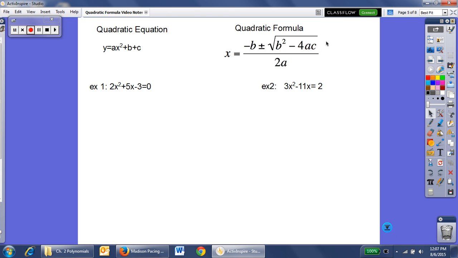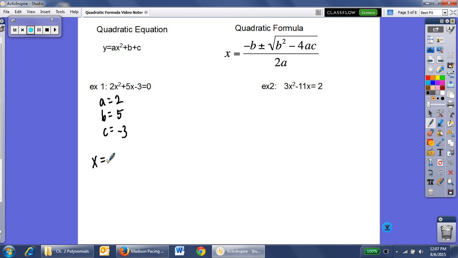Now let's go ahead and apply it. So, looking at example 1, first what we need to do is list out what A, B, and C are. So in this case, A is 2, B is 5, and C is negative 3, looking right here. Okay, let's go ahead and plug this into our quadratic formula.